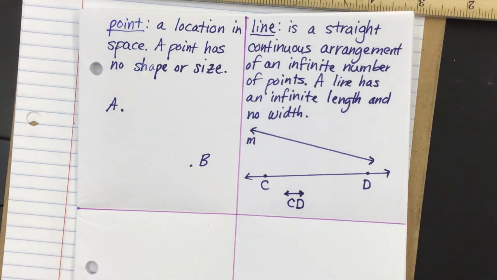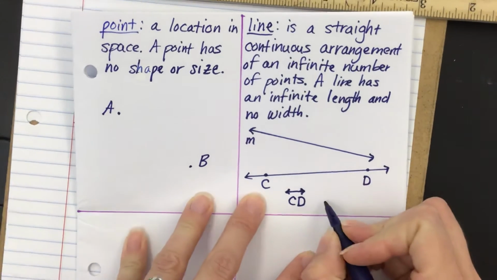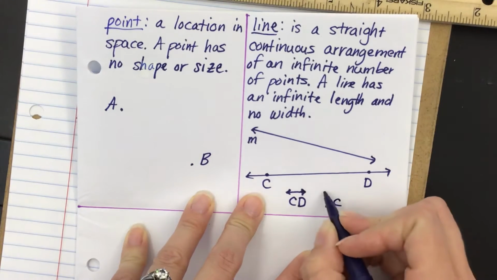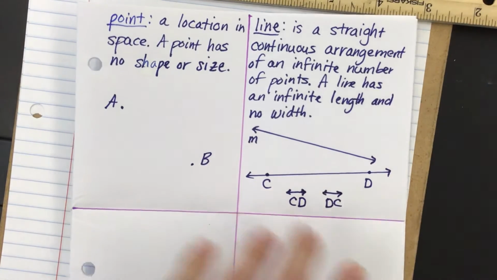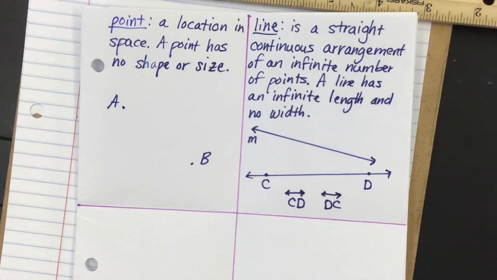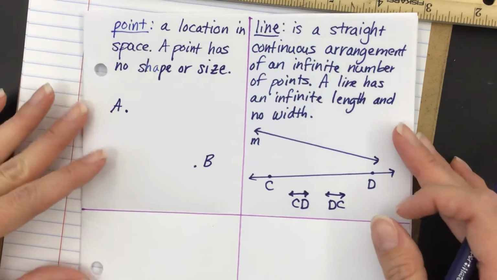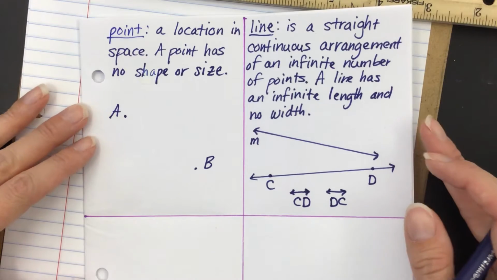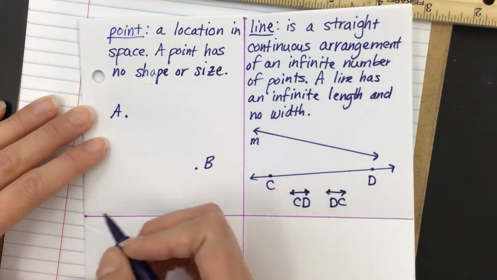Now, the order of the points doesn't matter. We can also call this line DC. And it is describing the same line. And if I put a 3rd point on there, like a point E, then that line could be called CE or ED or DE. It doesn't matter. It's all referring to the same line. Okay? All right. So that's a line. It's a continuous, straight arrangement of an infinite number of points.